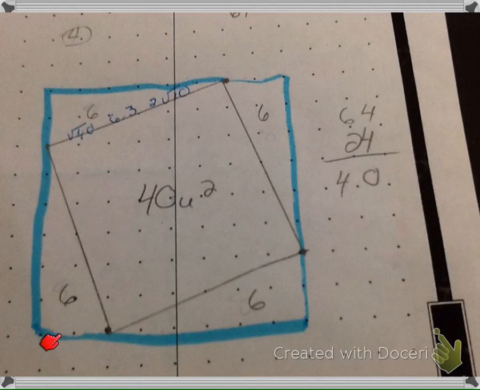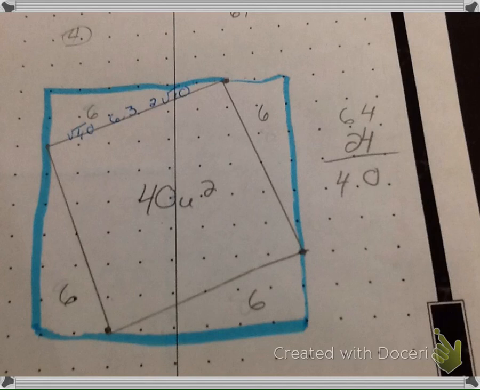The outside one is 1, 2, 3, 4, 5, 6, 7, 8. Okay, so 8 times 8 is 64. So I took 64 and I subtracted 24, which is these 4 added together, and I got 40. That means this tilted square has an area of 40. The side length of this tilted square is the square root of 40, or about 6.3, or 2 square root of 10, and I'm going to show you that one again.